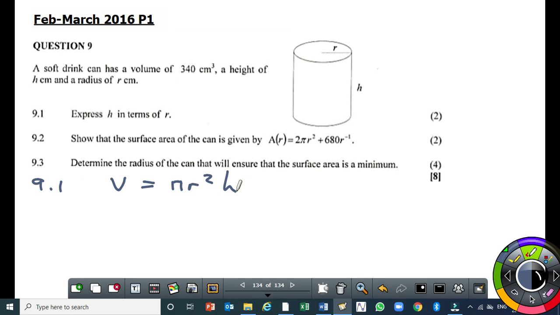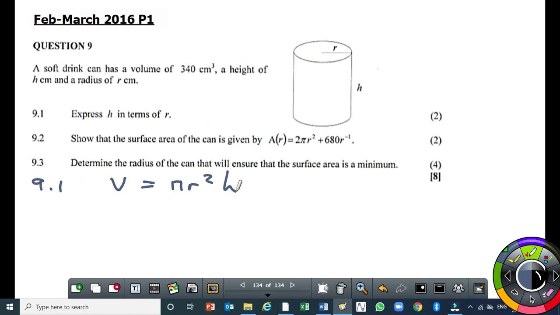So the volume of a cylinder is pi r squared h. But the question says express h in terms of r. What this means is make h the subject. Okay, so we need to make this h here the subject.